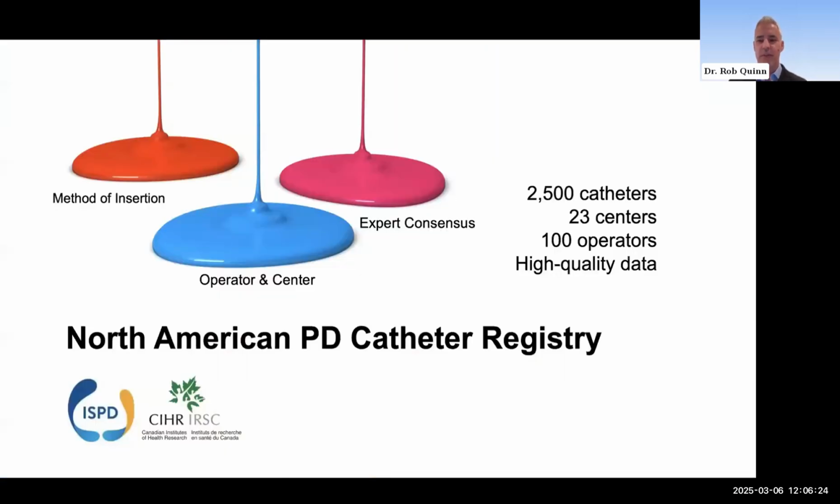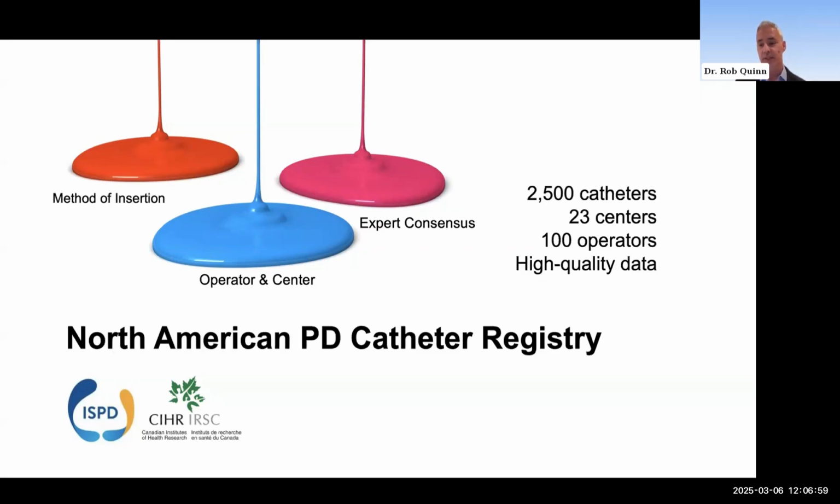One of the issues with many of the studies is that they were small, they were often single center, and it's expensive to capture big cohorts of patients. And so we went to our national funding agency called the CIHR, which is our kind of NIH equivalent, and got $1.4 million to take a deep dive into PD catheters. The focus of that project was around the influence of method of insertion on catheter outcomes, how operator characteristics or approaches influenced them, as well as center characteristics and how they impacted how patients did on peritoneal dialysis.